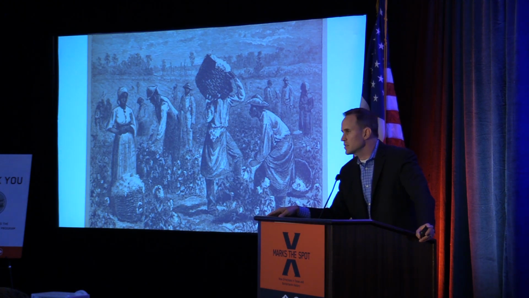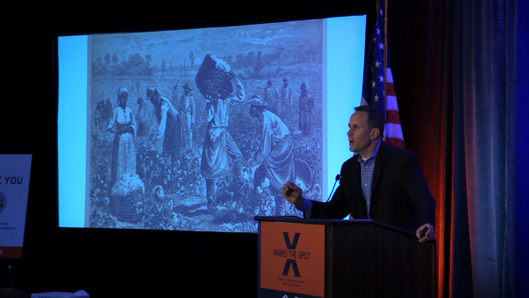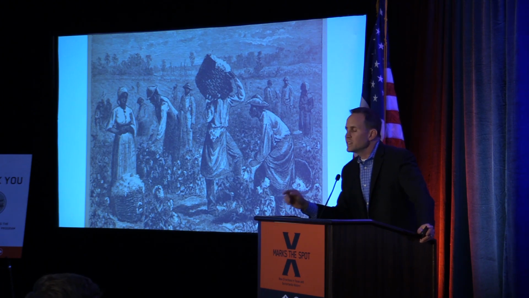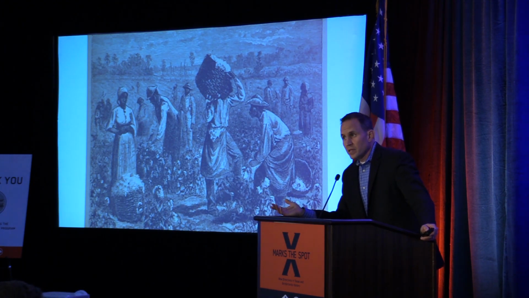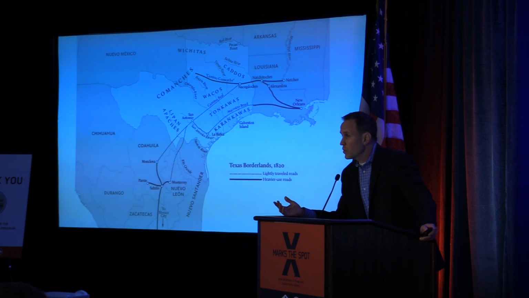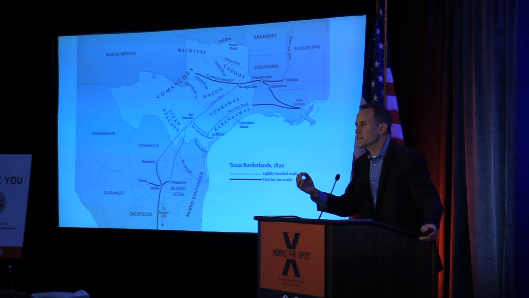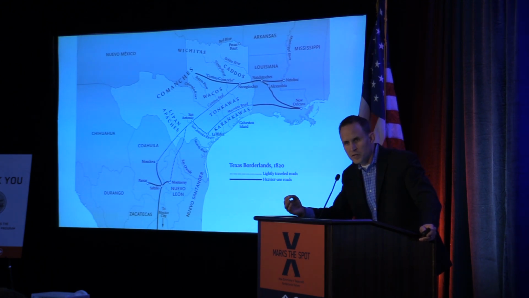1825, when they do the first census of Austin's colony, 25% of the people in Austin's colony are enslaved men, women, and children. Every fourth person, right? What does that mean? It means a lot of things. For what we're talking about right here with maps, it means that that domestic slave trade with the United States is being extended into an international slave trade.